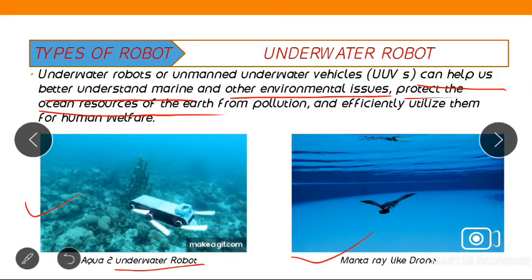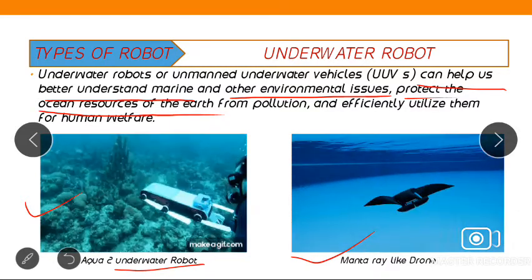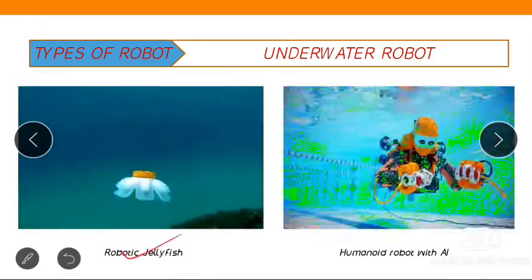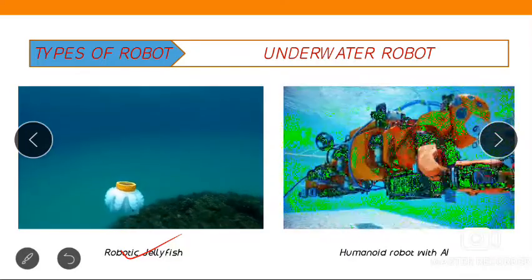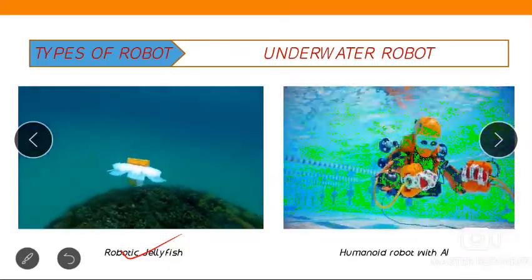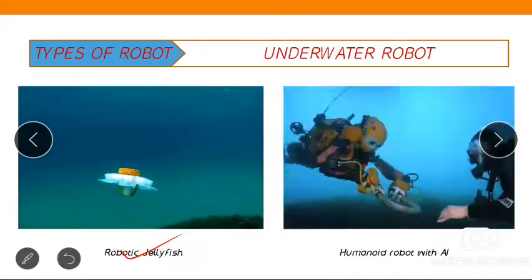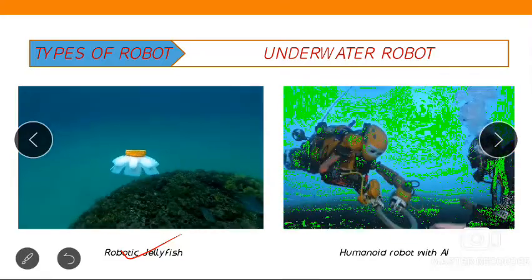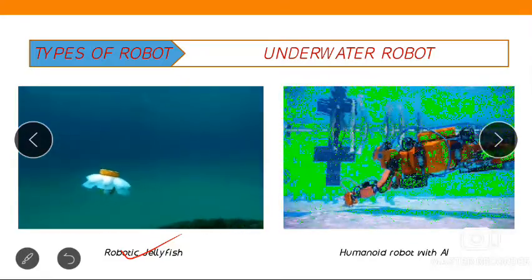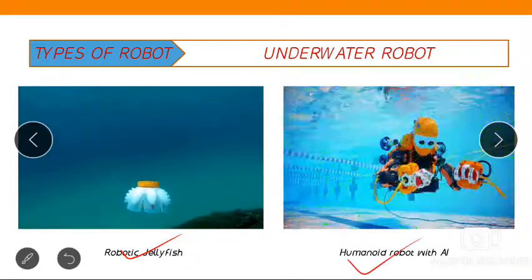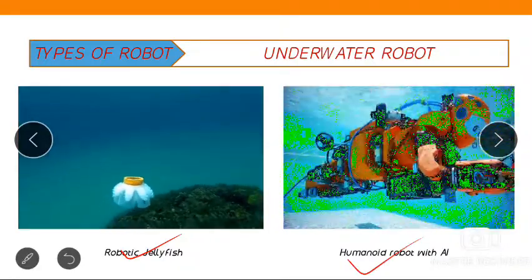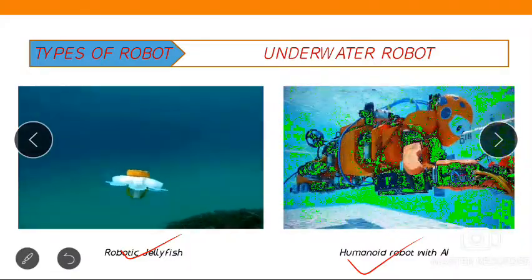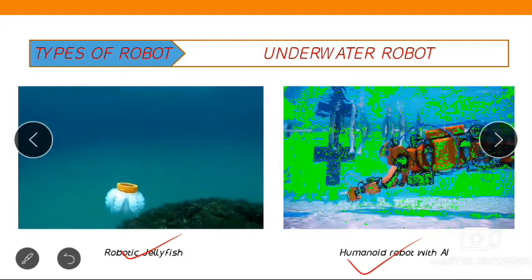Okay, this is a Manta drone. You might say this looks like a drone, and it is useful to explore water bodies. Now this is a robotic jellyfish. We are using it for understanding the environment in the depth of the sea, and it is providing information on climate change and weather conditions. Okay. This is a humanoid robot. We are using it for applications like welding of pipes and all, and detecting mines. It is with artificial intelligence.